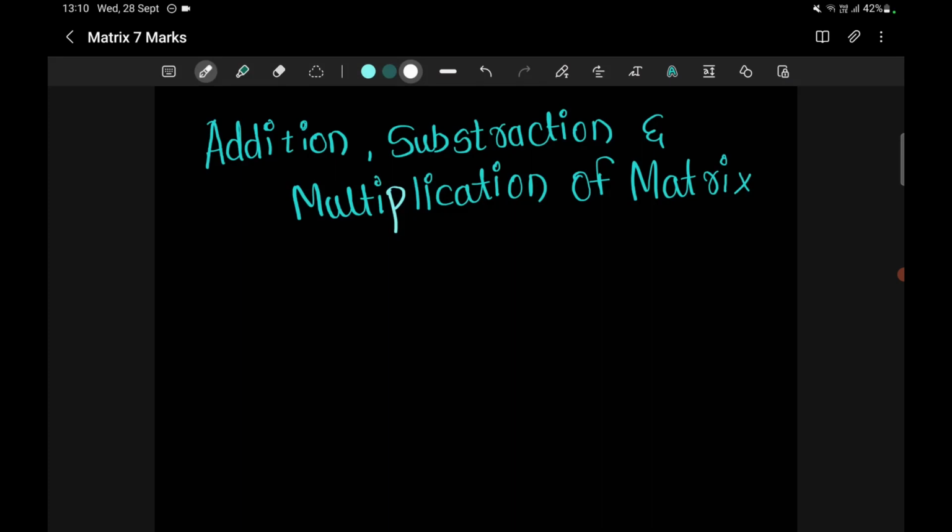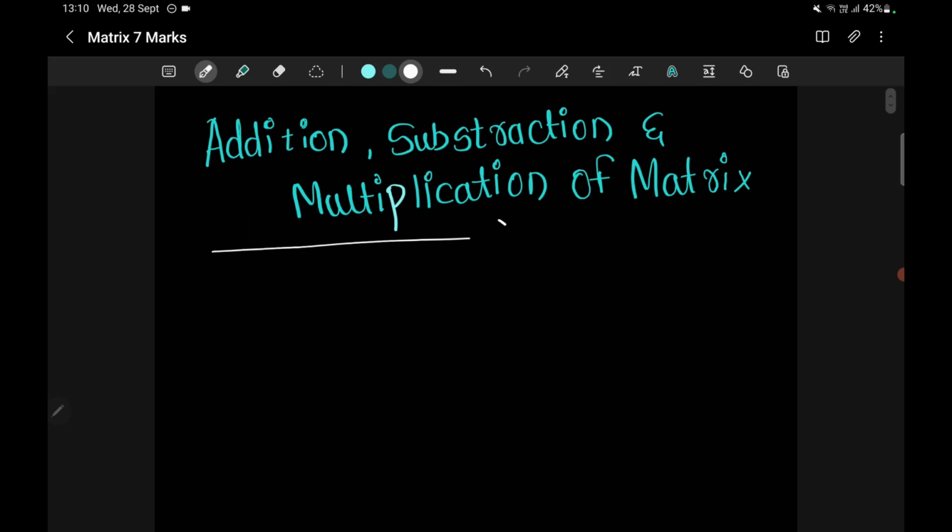As per the new syllabus, the Matrices and Determinants concept carries 7 marks. Earlier it used to carry 6 marks. First we'll start from the basics. In this part of the video, first we'll perform addition, subtraction and then multiplication on matrices. For that we'll take one example.